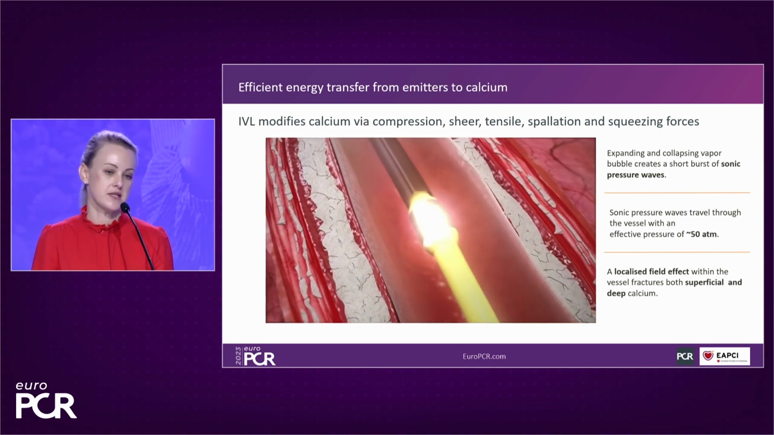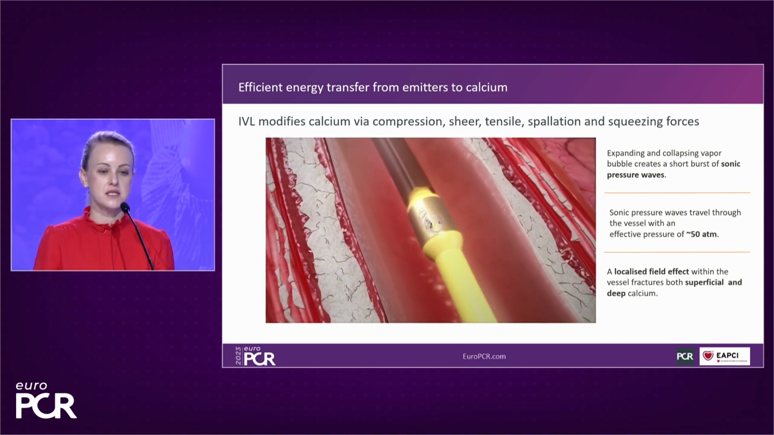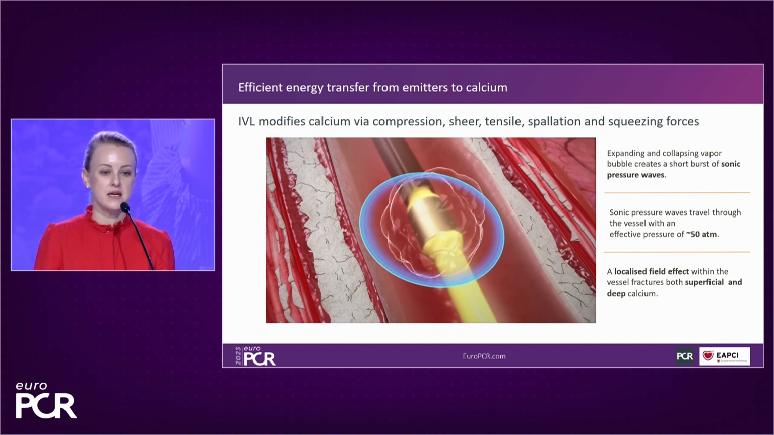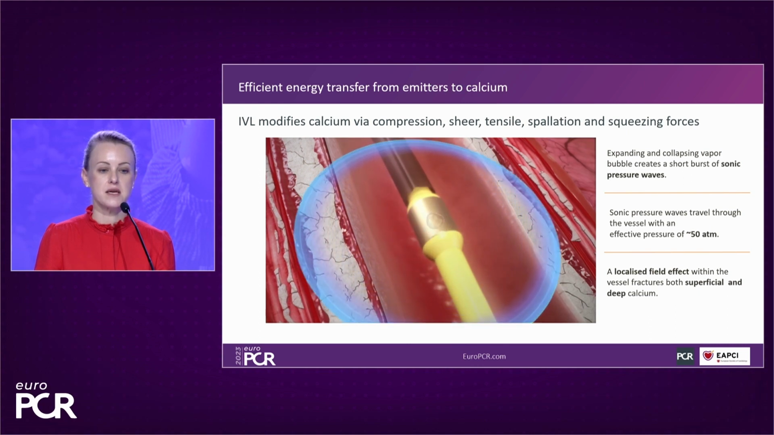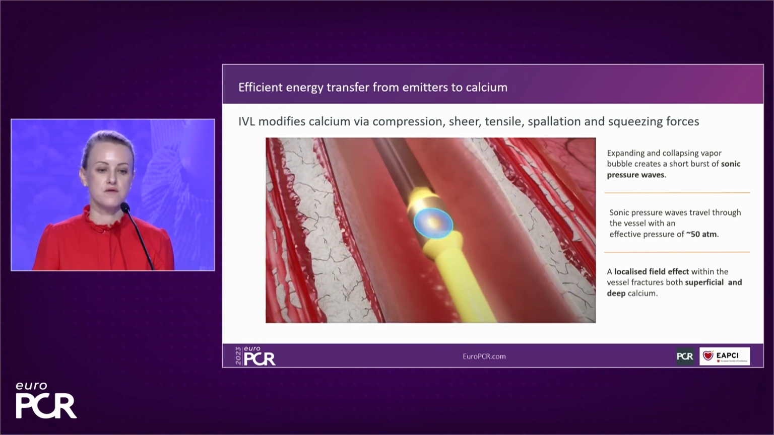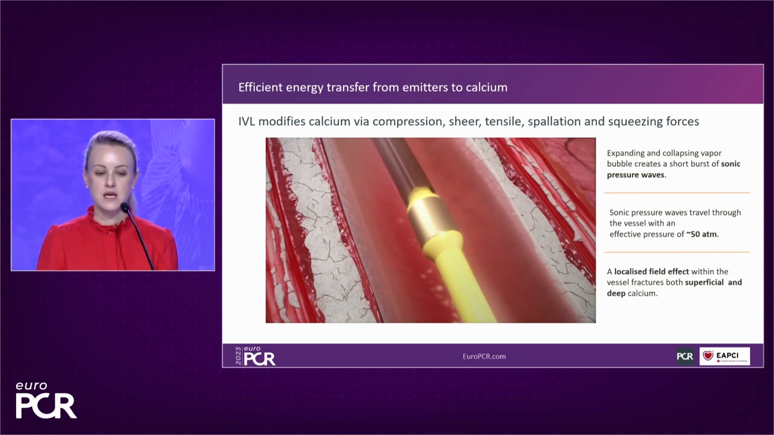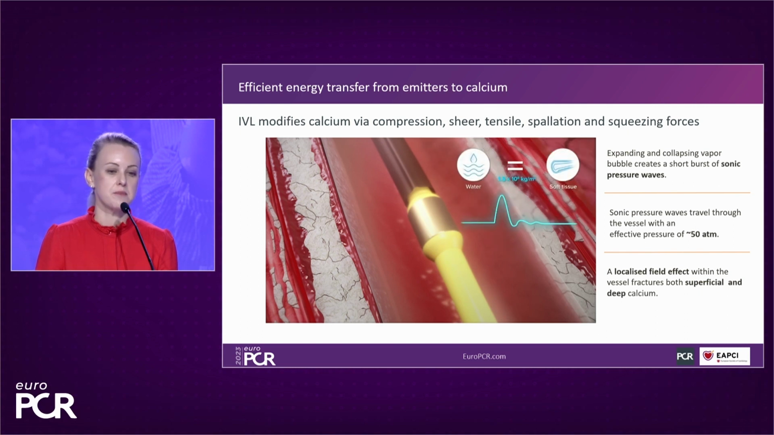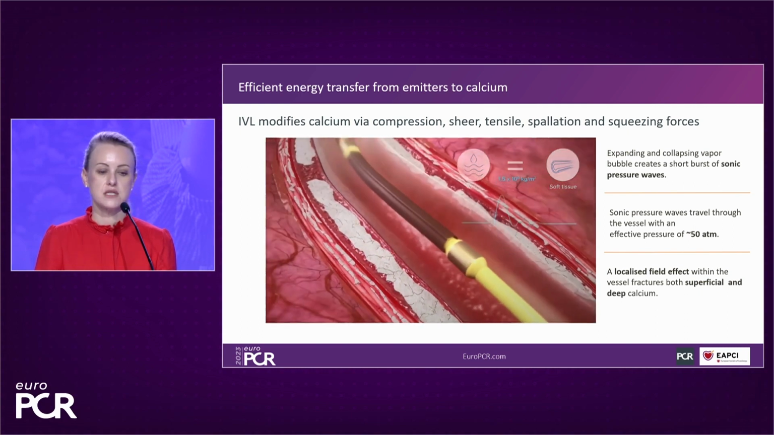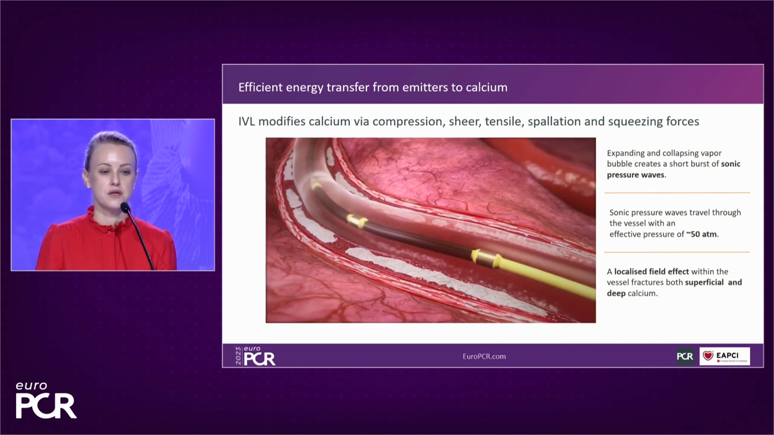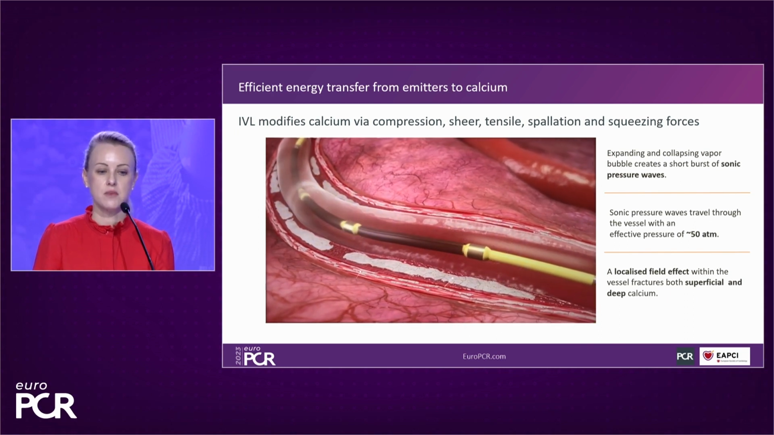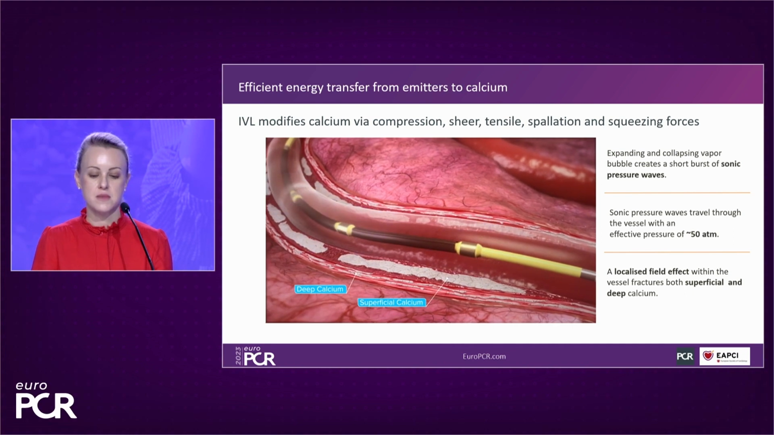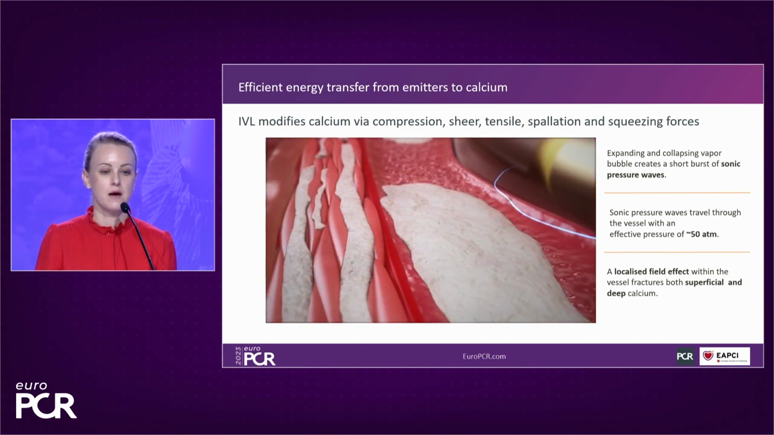Again, this is a nice graphic showing the process of the vapor bubble expanding in a circumferential way and collapsing, generating that first shockwave, and then the collapsing of the bubble generating a smaller second shockwave that travels out circumferentially. Because it's of similar impedance to water, soft tissue is not harmed or affected by the shockwave, but calcium, both superficial and deep, is fractured.